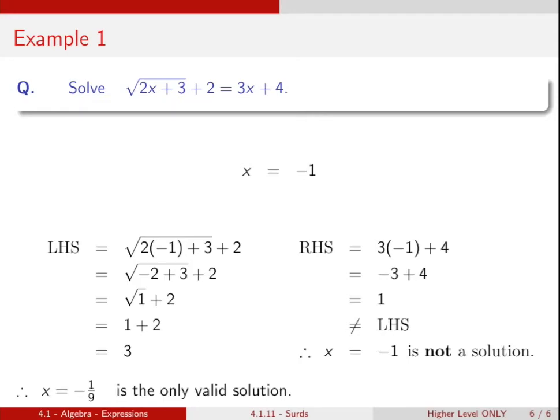Therefore, we can say x equals minus 1 over 9 is the only valid solution. So when doing surds, don't forget you always have to check that your answers are valid solutions.